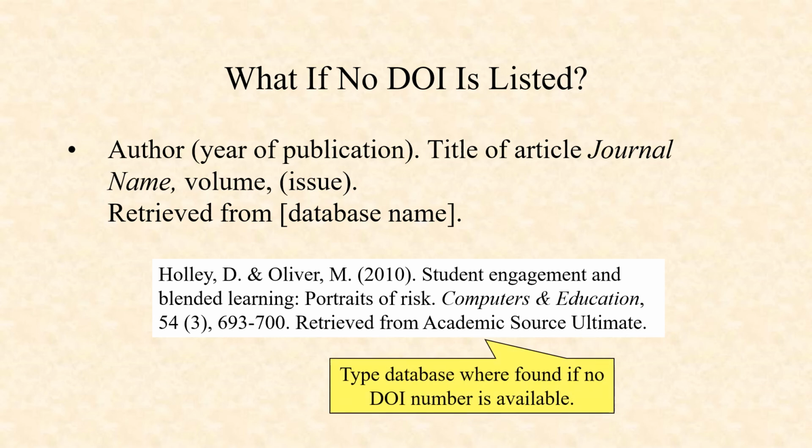If no DOI is listed, then standards say that we should type information about the database where we found this, again in the absence of the DOI. So here I'm listing retrieved from Academic Source Ultimate. The reason for this is librarians indicate that some sources, like some articles, when they're published and republished in different places, maybe there will be some changes. So this way we can be sure of which version the person actually read.